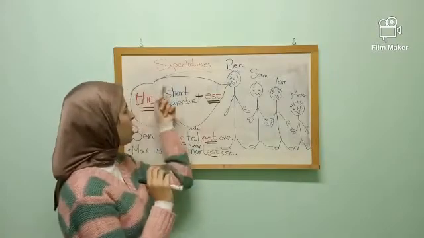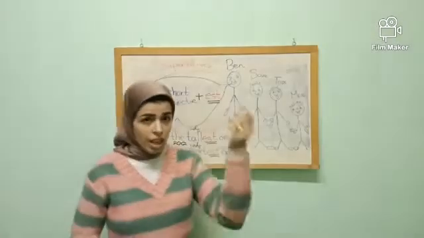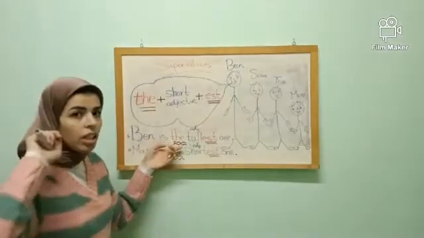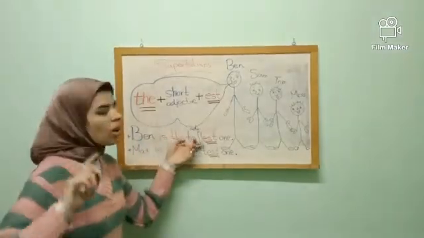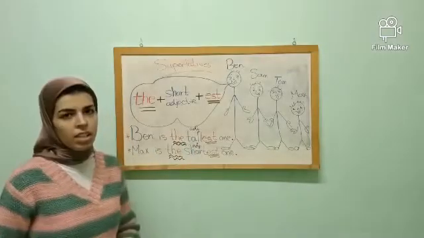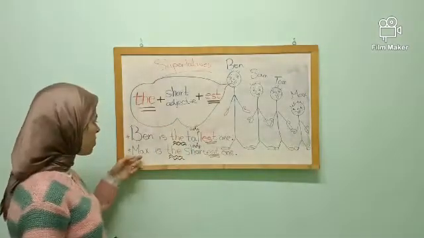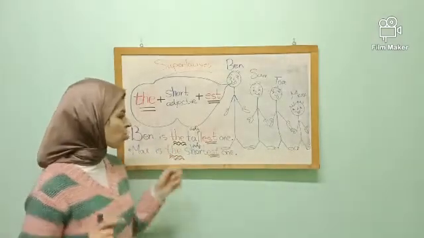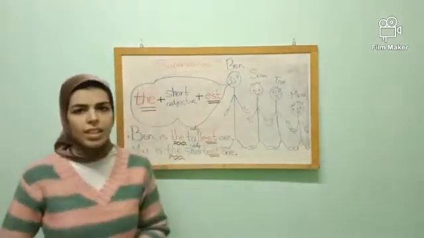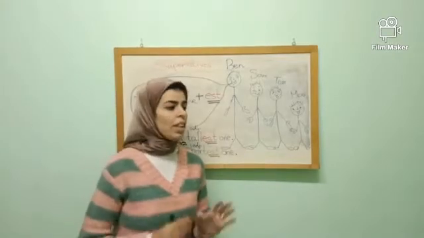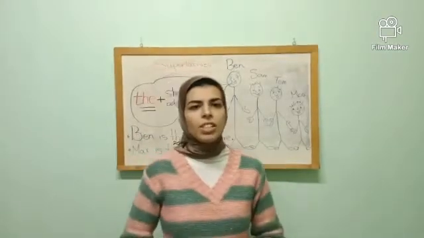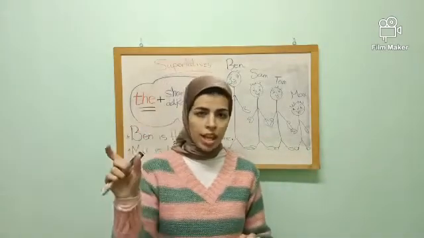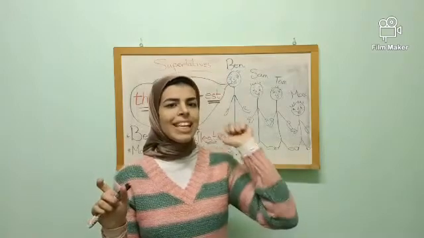We have the short adjective est. Let's take an example here. As we said, Ben is the tallest one. And again, Max is the shortest one. Very simple. Okay. So, how to make superlative? The short adjective est.